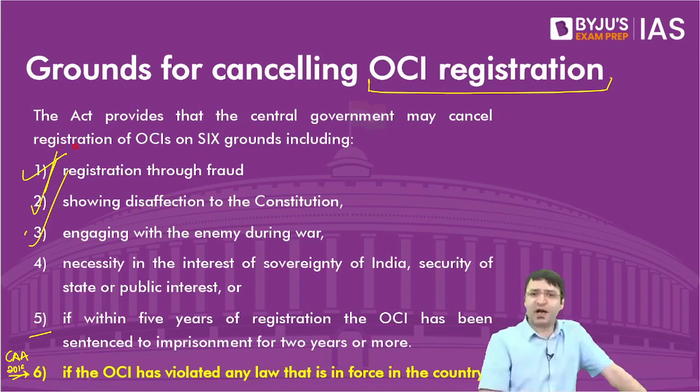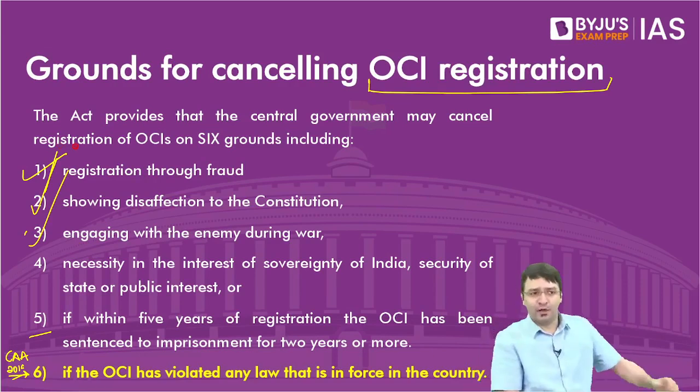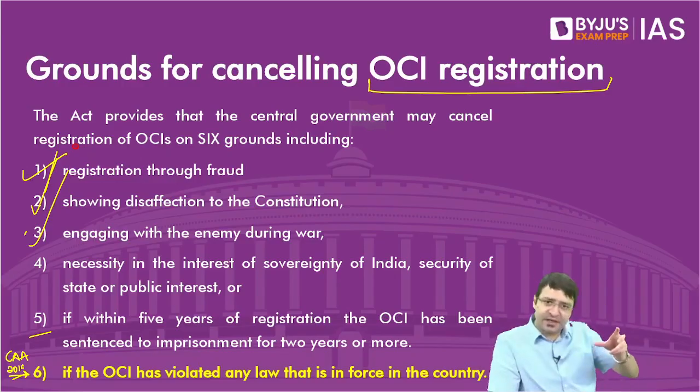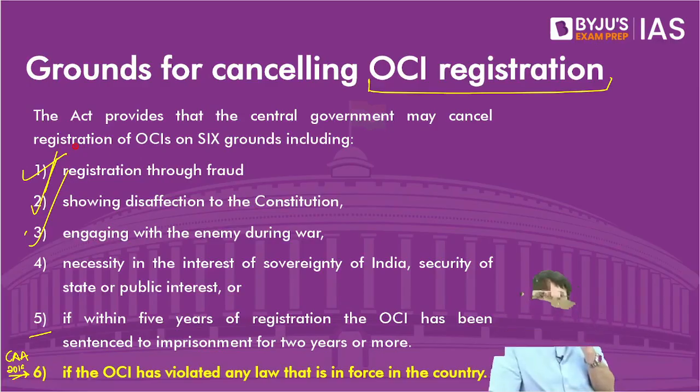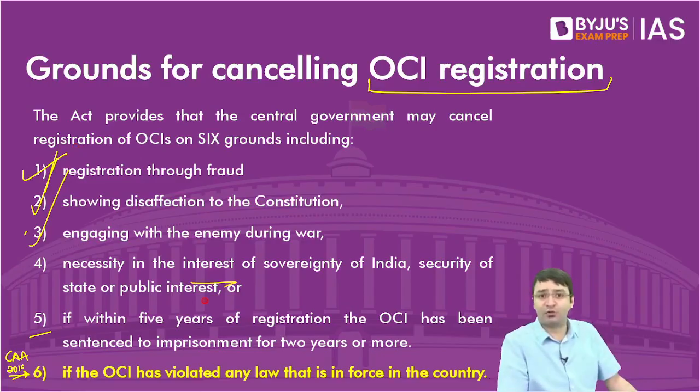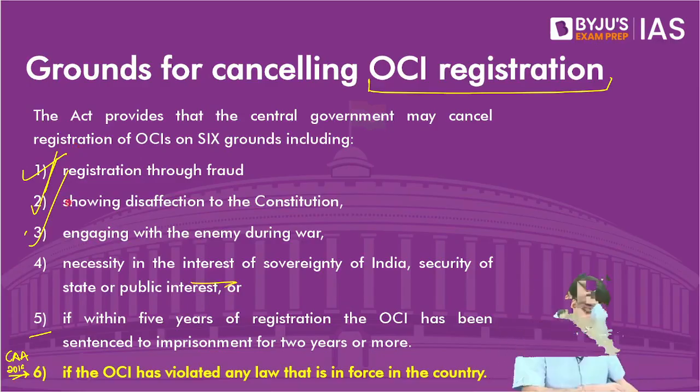You are an OCI card holder, but you come to India, you are organizing protests. You are entering into the tribal areas. You are instigating tribals to go against the government of India. You are talking to the Naxalites. You are talking to the Maoists. You are speaking with the separatists. You are dealing with the terrorists. It is necessary in the interest of sovereignty of India or public order to cancel your OCI card. Your OCI card could be cancelled.